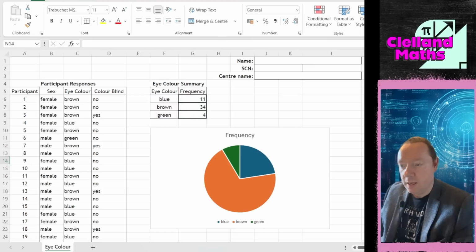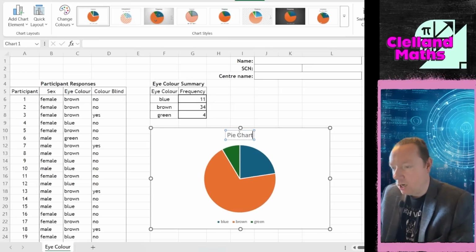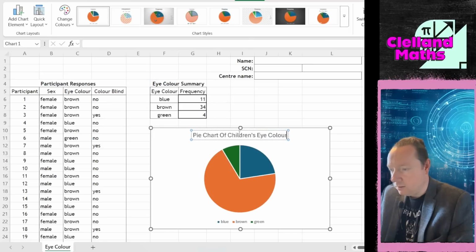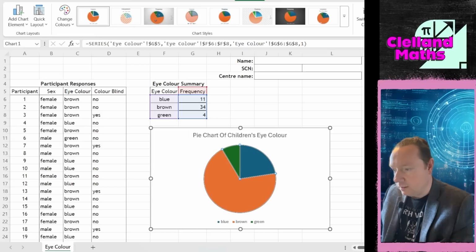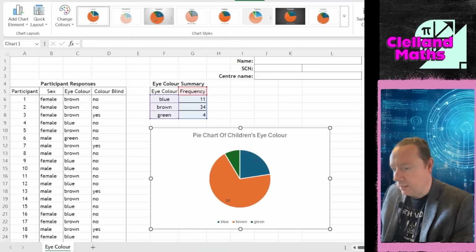Now, that's not good enough. If I just have that, I don't think I'll get the full mark. I need to have a better title. Pie chart of children's eye colour. There's my chart, and then data labels. You could put them in if you want, and it would tell you 11, 34, and 4, which is quite nice. It's hard to say exactly what we would want, a legend for sure, but that's good.